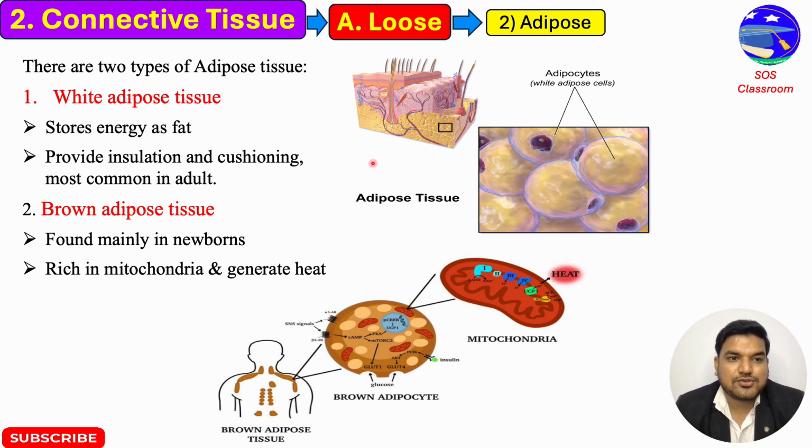Adipose tissue is again divided into two: white adipose tissue and brown adipose tissue. White adipose tissue is present in adults and brown adipose tissue is present in newborns. White adipose tissue stores energy in the form of fat and provides insulation and cushioning, and is most common in adults. Brown adipose tissue is present in children and some newborns, and is especially rich in mitochondria, which are helpful for the generation of heat and energy. So brown adipose tissue is present in the newborn and white adipose tissue in adults.